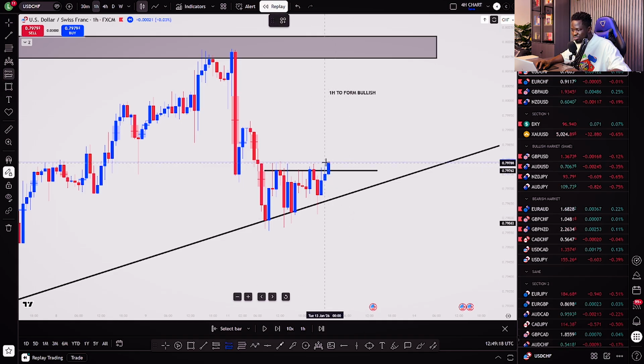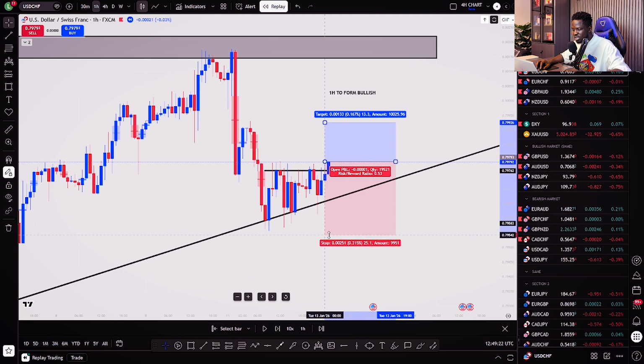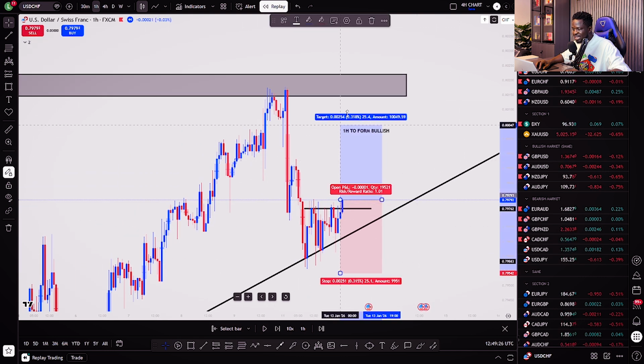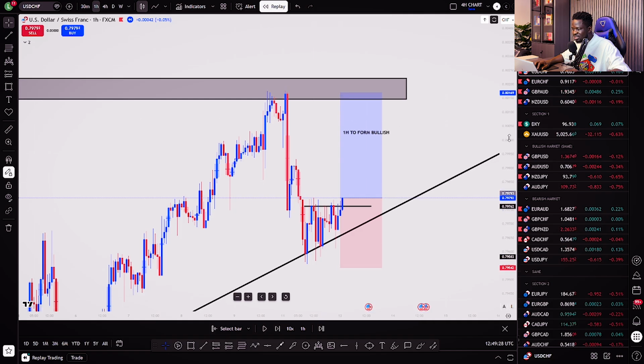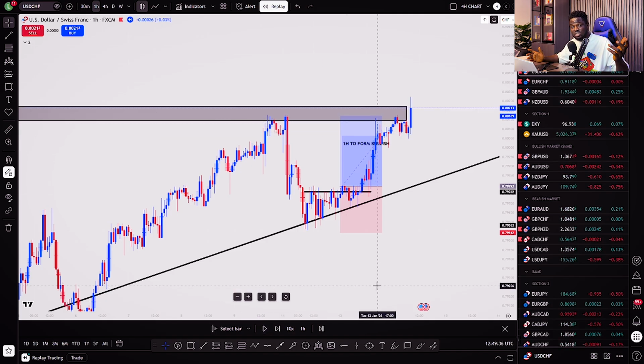Then this place is going to be our entry point. Then we're going to put our stop loss below this weak rejection around this zone here. Then we're going to target the next resistance zone. Let's play the candlestick and see what the price action will offer us on this trade. Finally, the price smashed our TP zone.